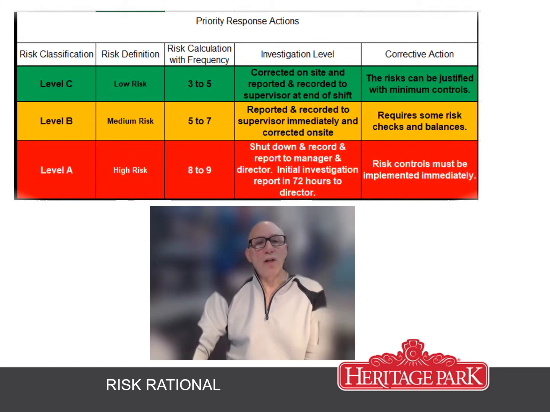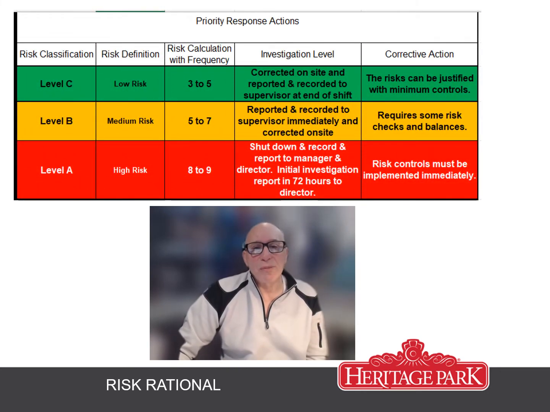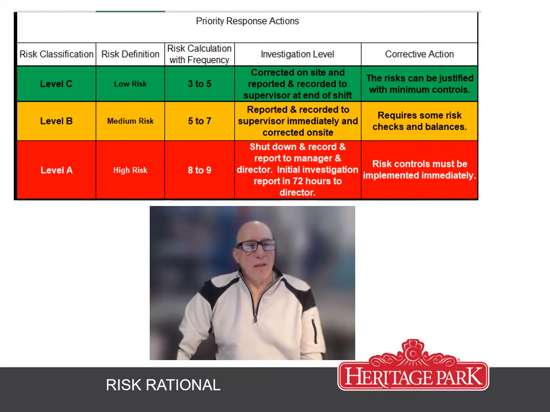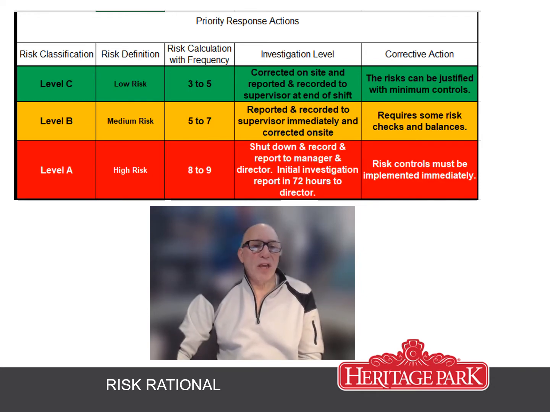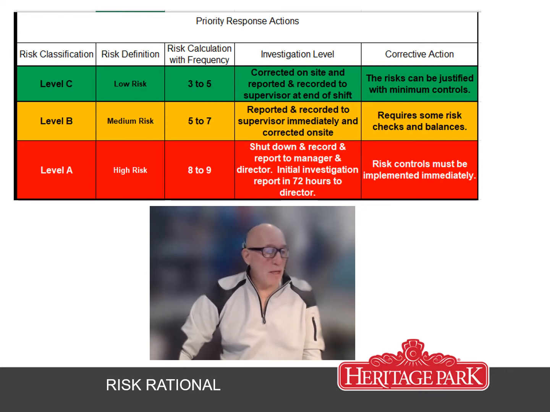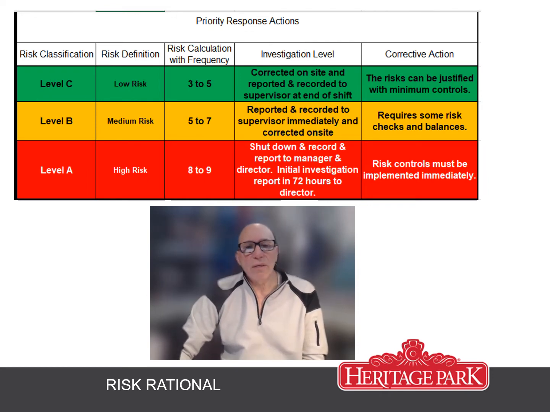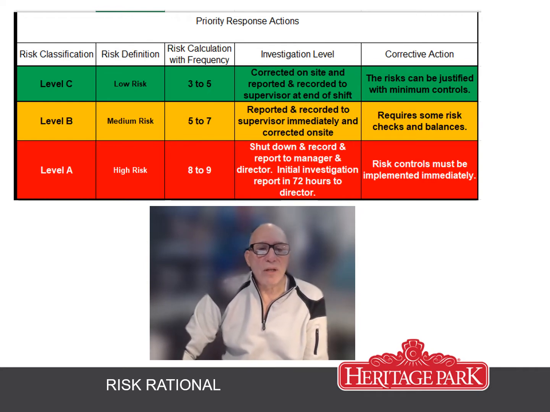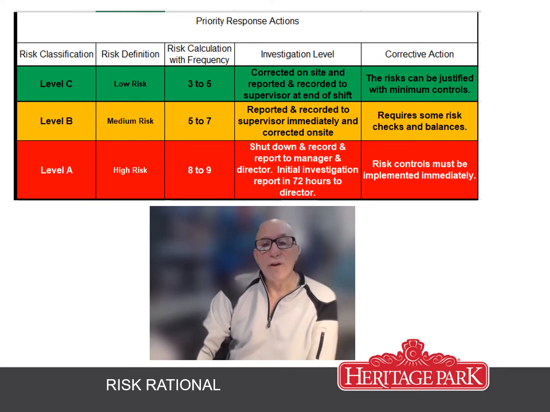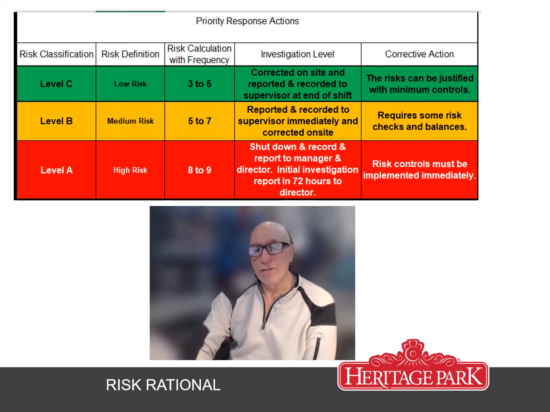Then we move on to the priority response actions. We get a risk classification. It's either C being the lowest, B being medium, and A being most severe. Low risk, medium risk, high risk. These are the numbers that come out of the matrix when you put the calculations in that determine what numbers happen, which trigger these various levels.